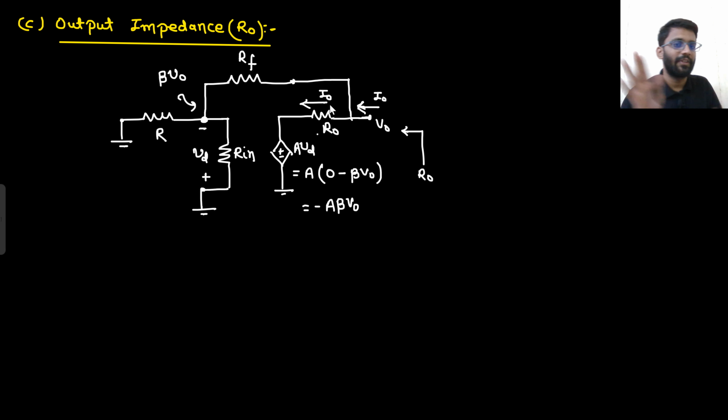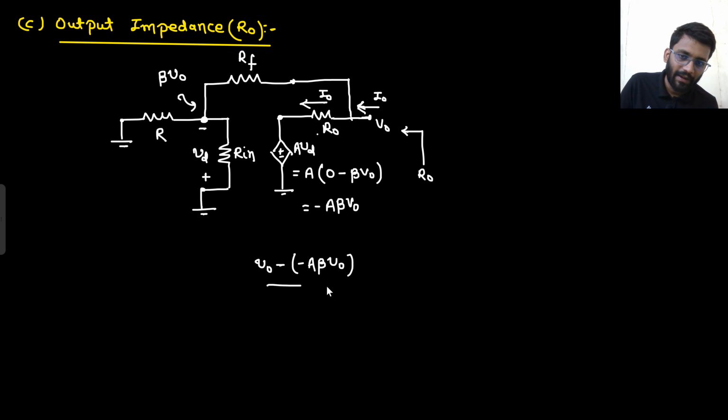So based on the assumption we are doing our calculation. Complete I naught is flowing through R naught. So what can you write now? You can write that V naught, this node is V naught minus this node. What is this node? This node is minus A beta V naught, divided by R naught, is equal to I naught. So what will be your V naught by I naught? That would be R naught upon 1 plus A beta.